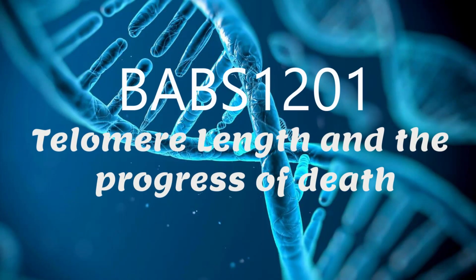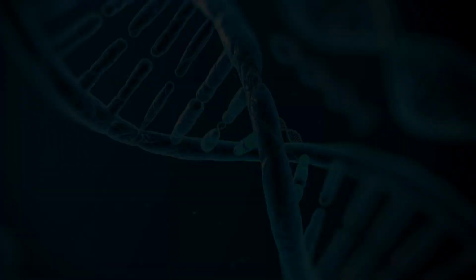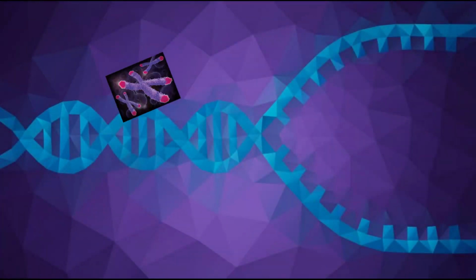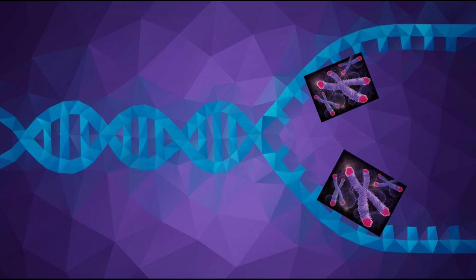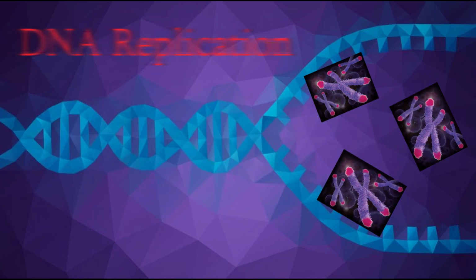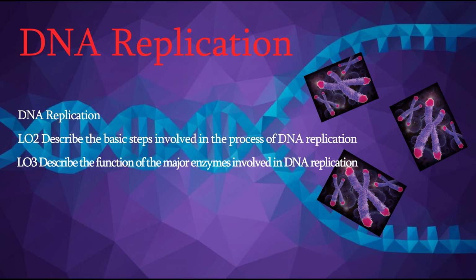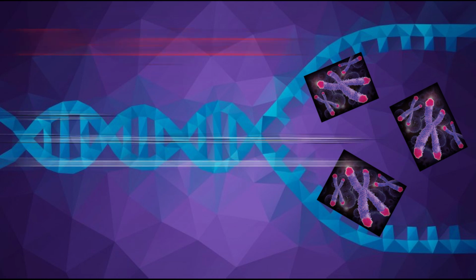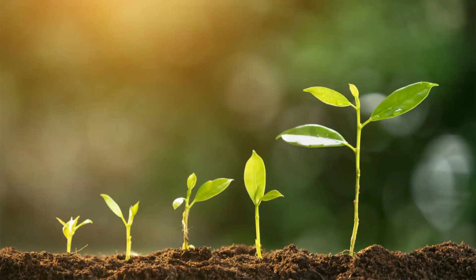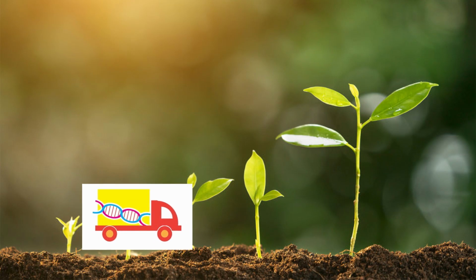So before we begin, we want to consolidate the relevance of this project to the learning outcomes of the course. Primarily, the video inspects the role of telomeres in DNA replication and cellular reproduction. So, we'll review the basic steps and key enzymes involved in DNA replication, covering LO2 and LO3. We also reinforce that carriage of DNA is a key characteristic of life, covering LO4.